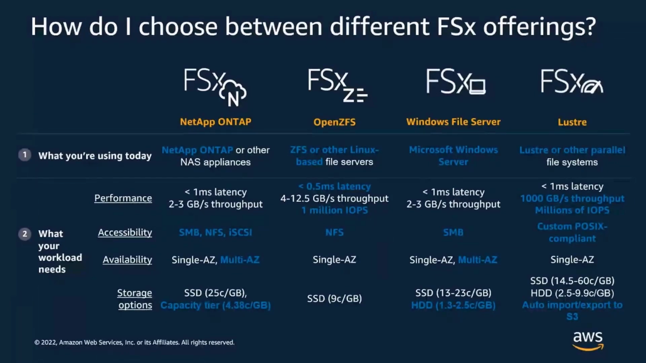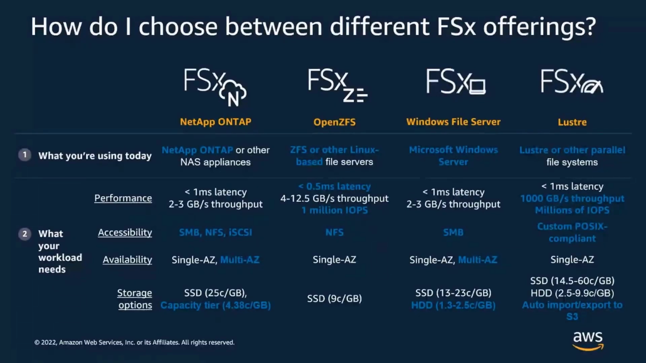And in respect to availability, FSx for NetApp ONTAP and FSx for Windows File Server both offer multi-AZ offerings for high availability types of deployments and production use cases. And then with respect to storage options, FSx for NetApp ONTAP uniquely has a capacity tier storage for a low cost of 4.38 cents per gigabyte.